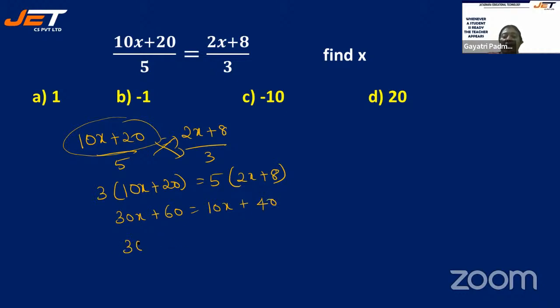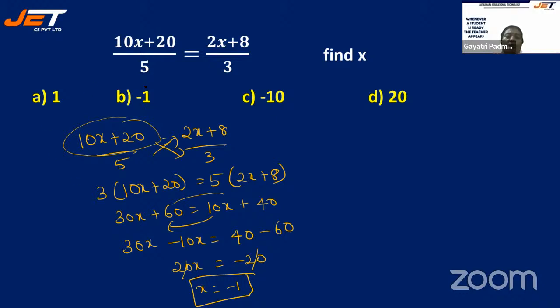Now bring all x to one side. 30x, when this goes to the other side, becomes minus 10x. And after equal to, 40 will remain like that. But when this plus 60 goes to the other side, it becomes minus 60. So 30 minus 10 is 20x is equal to 40 minus 60 is minus 20. So 20 gets cancelled. Therefore, x is equal to minus 1. So your option must be B. But still, let's check and confirm that our answer is correct. Your left hand side must be equal to your right hand side.